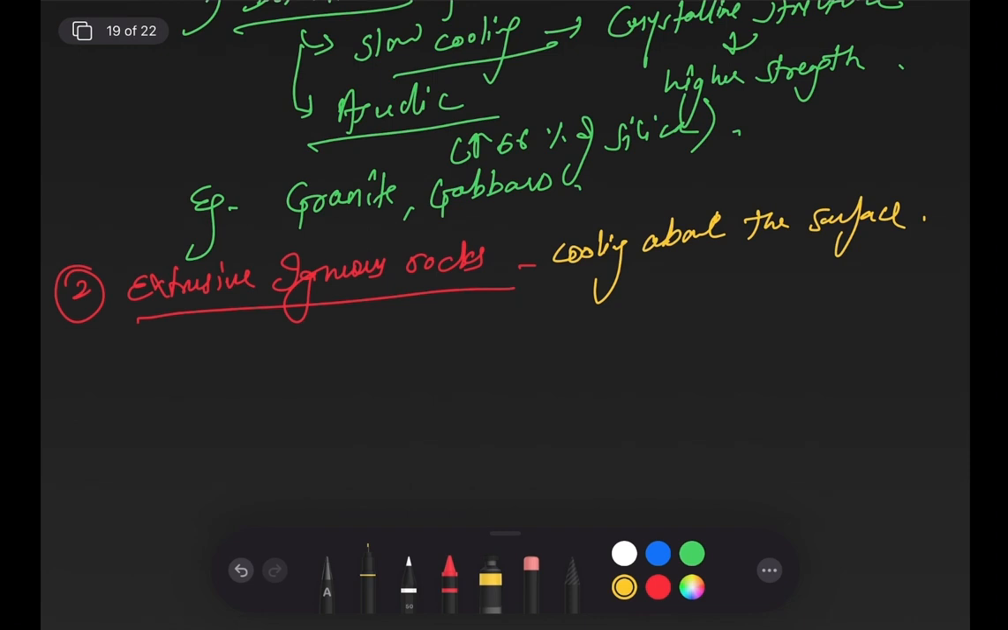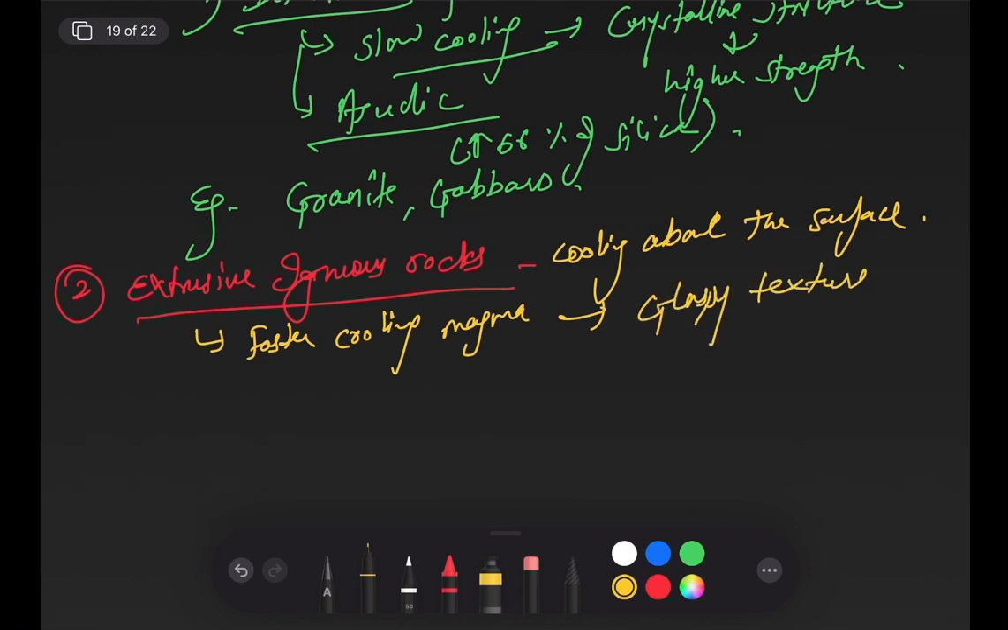As these cool above the surface, it results in faster cooling of magma, which results in a glassy texture of the rocks. These rocks have a glossy texture and lower strength. Extrusive rocks are low in strength as compared to intrusive rocks. Extrusive rocks are basic while intrusive are acidic.